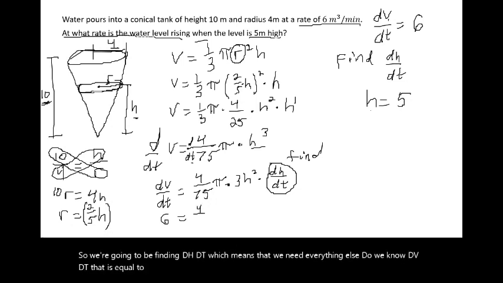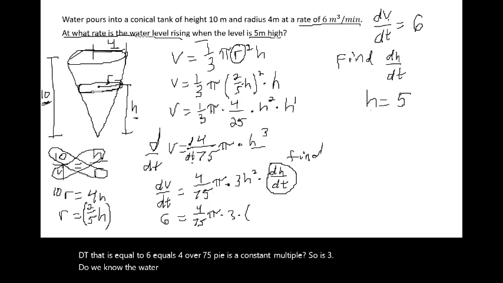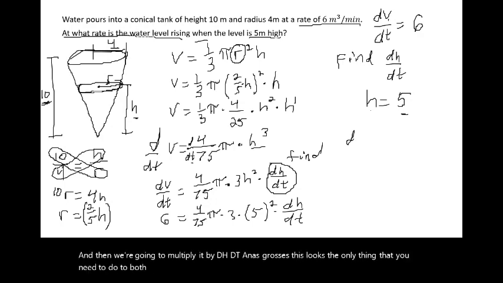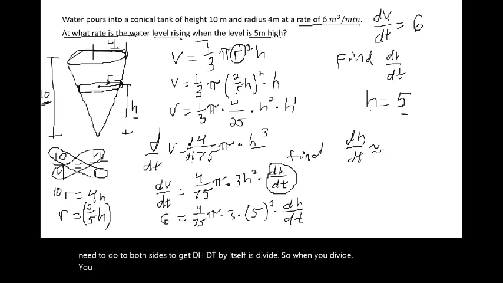Equals 4 over 75 pi is a constant multiple, so is 3. Do we know the water level h at the time in question? Yes, that is equal to 5. And then we're going to multiply it by dh dt. And as gross as this looks, the only thing that you need to do to both sides to get dh dt by itself is divide. So when you divide, you get a dh dt of approximately 0.477.